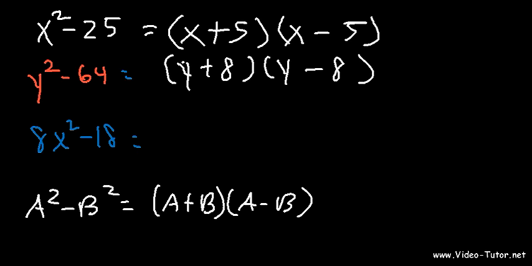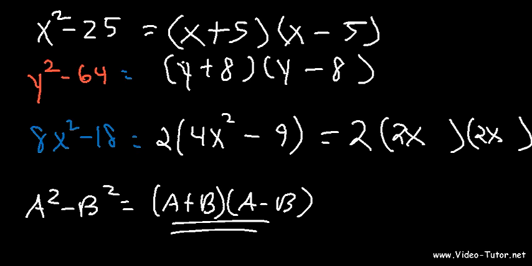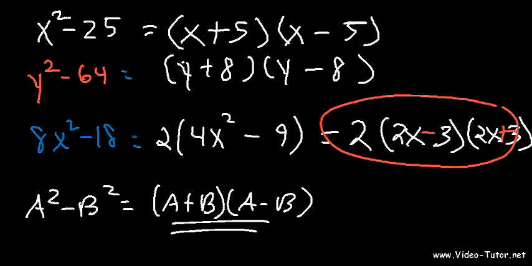Now we can't take the square root of 8 or 18, but we could take out the GCF. We can factor out a 2. 8x squared divided by 2 is 4x squared, and 18 divided by 2 is 9. Notice that 4 and 9 are perfect squares. So now we can apply this equation. So we're going to keep the 2 on the outside. The square root of 4x squared is 2x. And the square root of 9 is 3. And on one side we're going to have a positive sign, and on the other side a negative. So that's the answer for that problem.